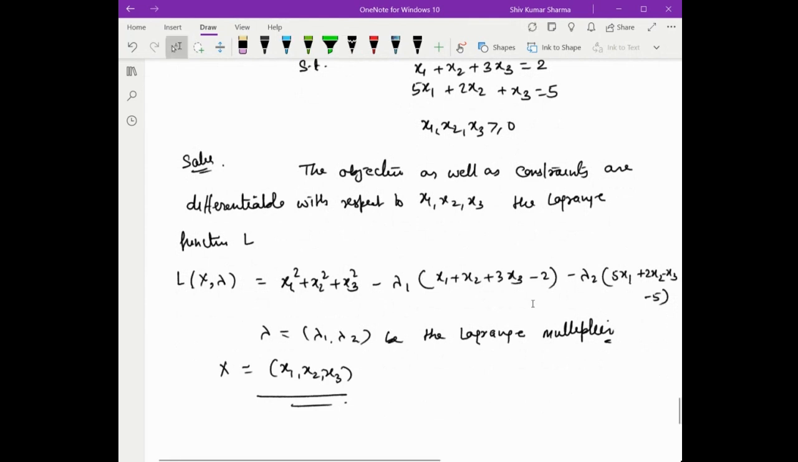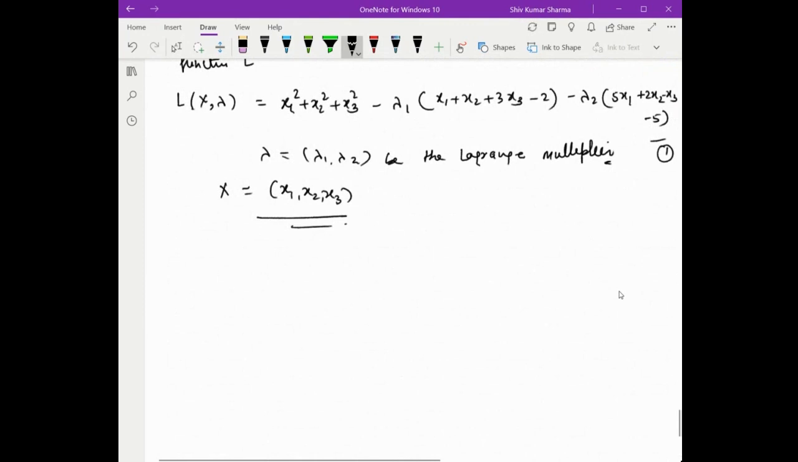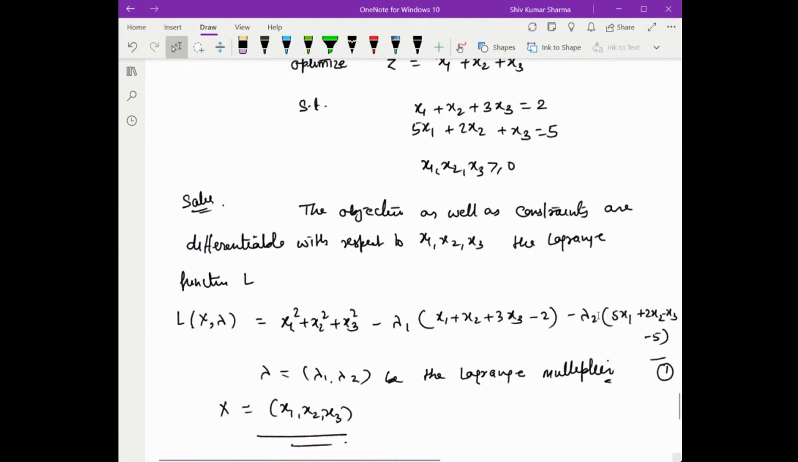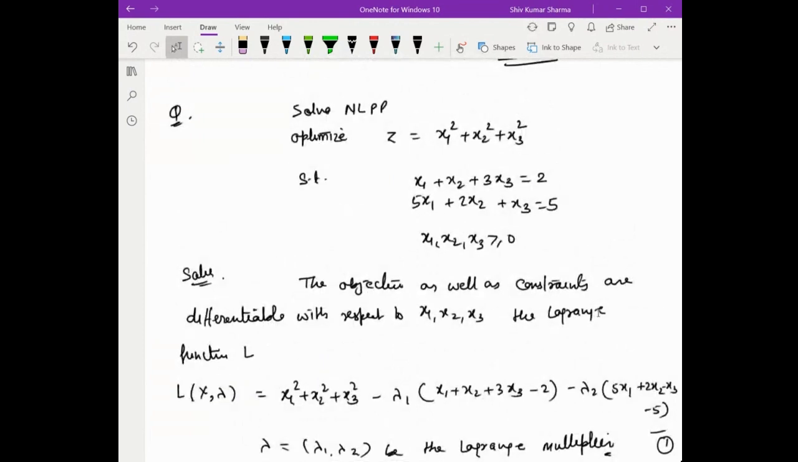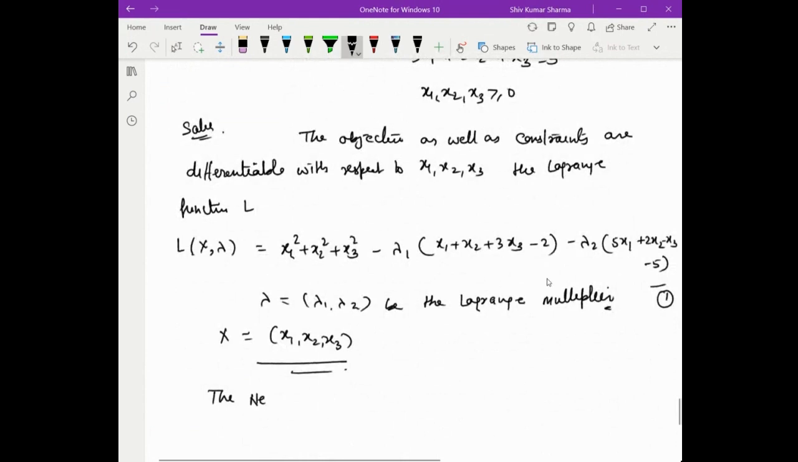So now we calculate the necessary condition. This is equation number 1. Note the necessary conditions for the maxima or minima: we differentiate equation 1 with respect to decision variable x1.